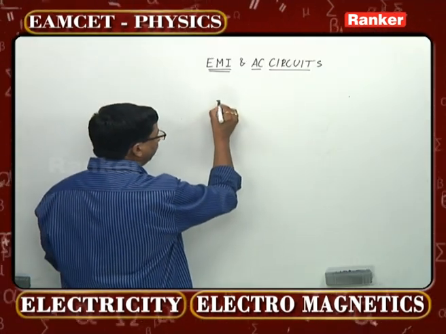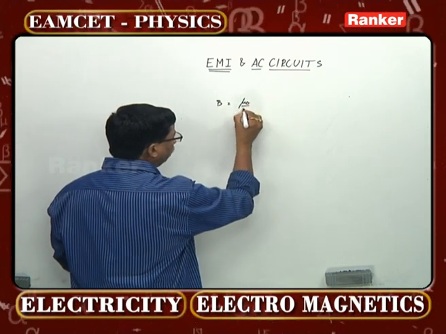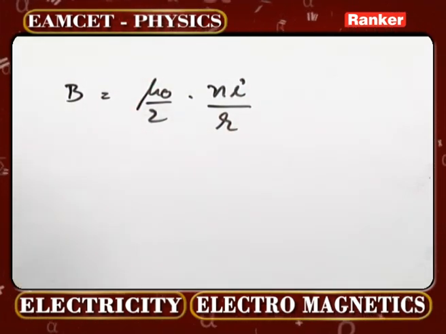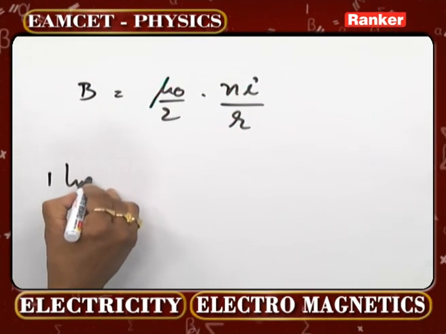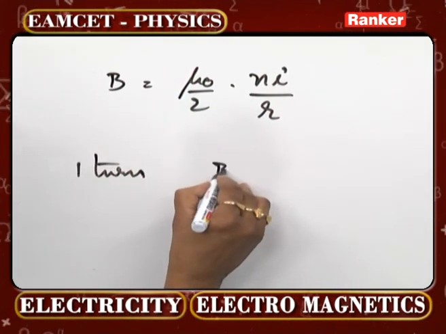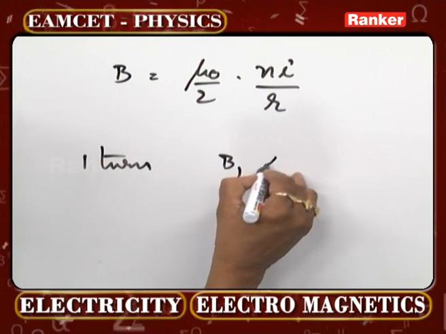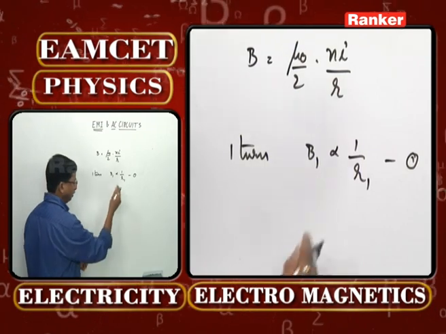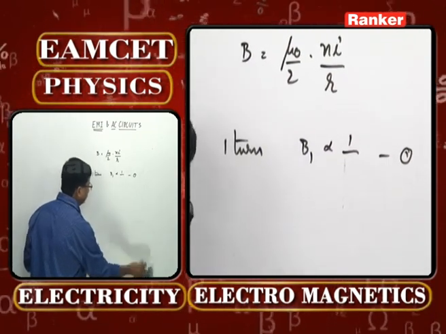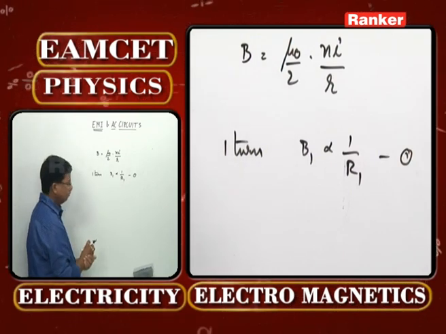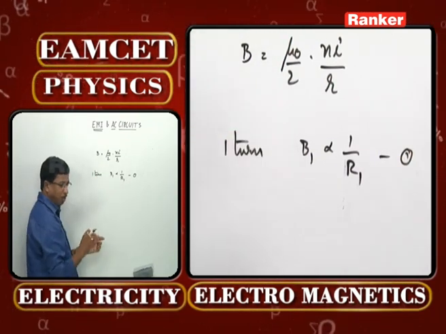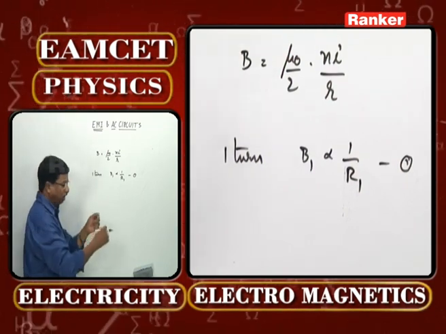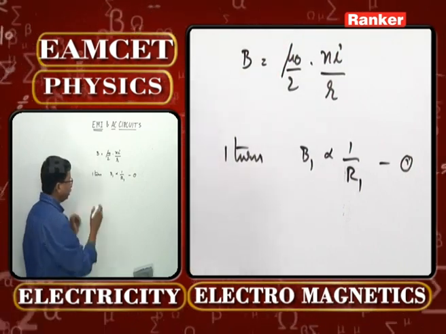We know the magnetic induction at the center is μ0 by 2 into Ni by R. That is the actual formula we know. Now, when there is only one turn, you can directly understand B1 is inversely proportional to R. That R of course is R1 he is talking about, fine. Whether capital or small hardly matters for us, it is R1, okay. Let us write that way. Now, the question is the same wire of same length, same area of cross section, everything similar, but it has been molded into 2 turns.